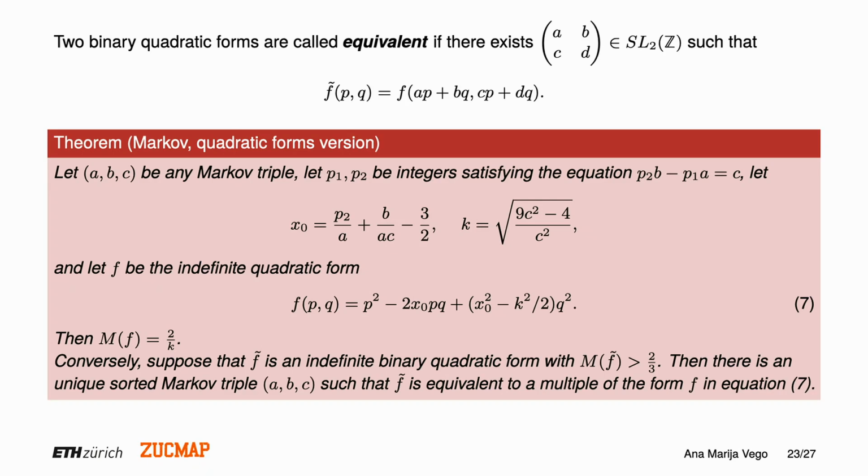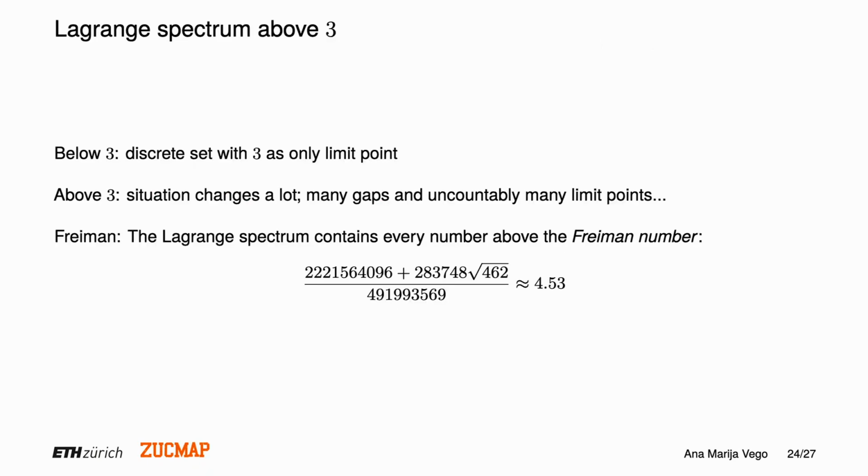And that's quite surprising. Something more that is surprising about this theorem is that it also can be proven entirely geometrically, like in the proof of Hurwitz's theorem. Maybe I'll talk about that a bit at the end, but for now I want to talk a bit about the Lagrange spectrum above 3.